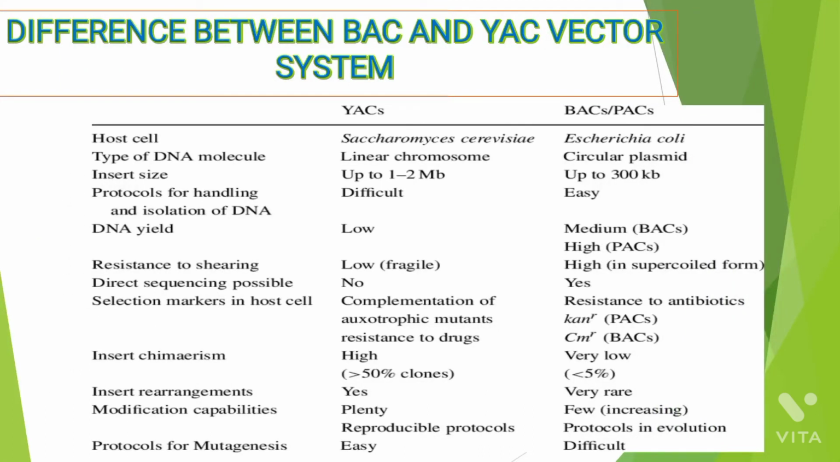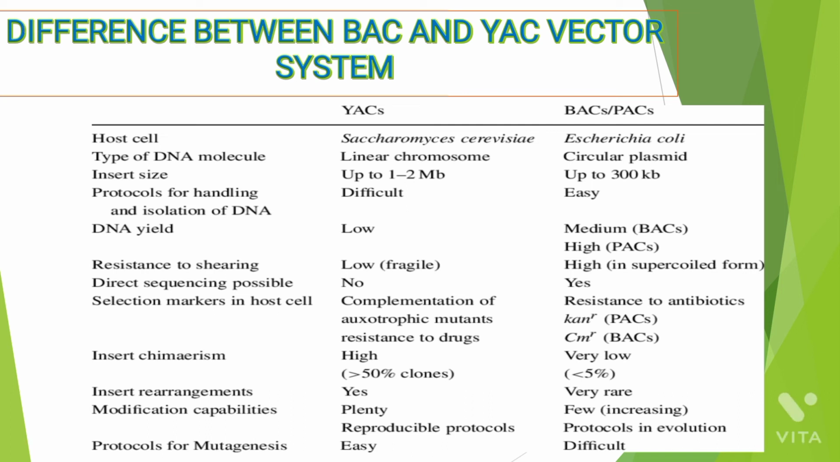We have studied the BAC system and the YAC system. This is the table of comparison between the two vector systems. First, on the basis of host cell: in YAC, the host cell is Saccharomyces cerevisiae, and in BAC, the host cell is Escherichia coli. On the basis of type of DNA molecule, in YAC the DNA molecule is linear, and in BAC it is a circular plasmid. Insert size: YAC can take up to 1 to 2 megabase pair of foreign DNA fragment, and BAC can take up to only 300 kb.